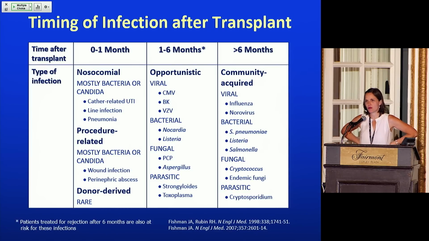So this person is 0 to 1 month out from transplant. And when people show up with a fever in that time frame, typically the infections that you see are nosocomial. So they can have bacteremia or candidemia related to lines, or UTIs, nosocomial pneumonia, or it's procedure related. So wound infection, perinephric abscess, this infected perinephric hematoma, this is something that I get asked to see with some frequency. So those are the people showing up early after transplant. And that's what she has.